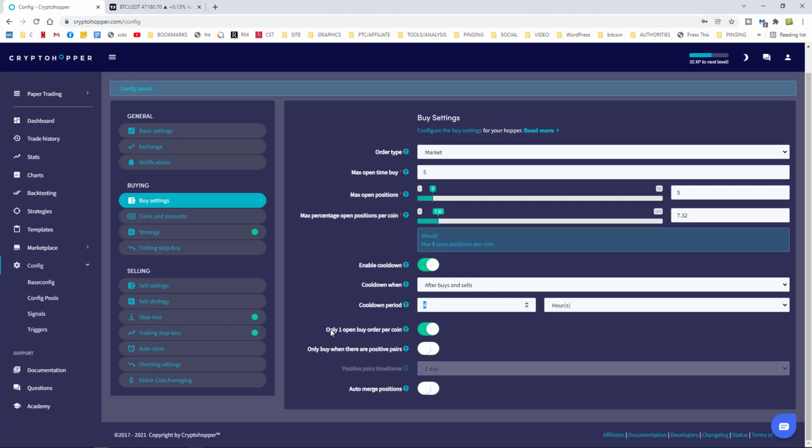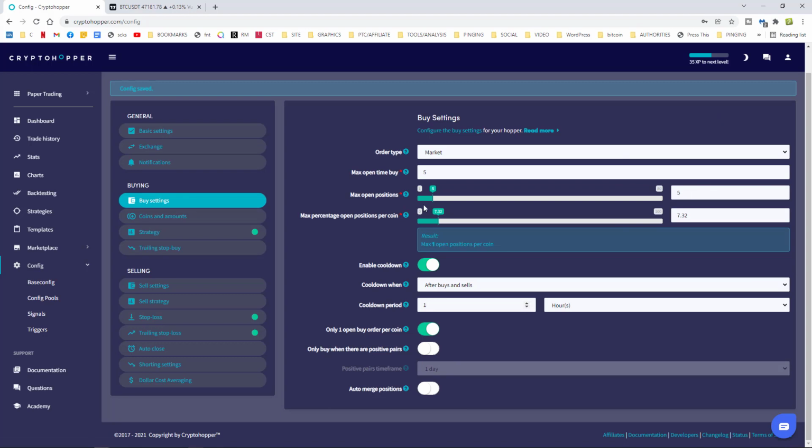Right, only 1 open buy order per coin. Again, that relates to this. You know, it's not going to buy 2 positions of Bitcoin at the same time. Alright, if I switch that off and tweak this up, it could buy 5 positions of Bitcoin at the same time, which is kind of pointless. It's just the same as buying 1 position, 1 big position. Alright, so set yourself up. I'm going to put that maybe 1 hour. Experiment with that.